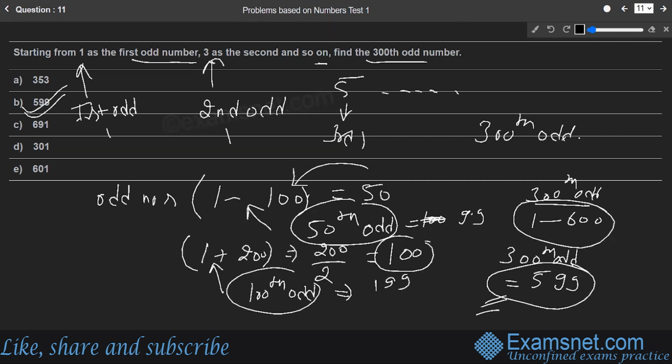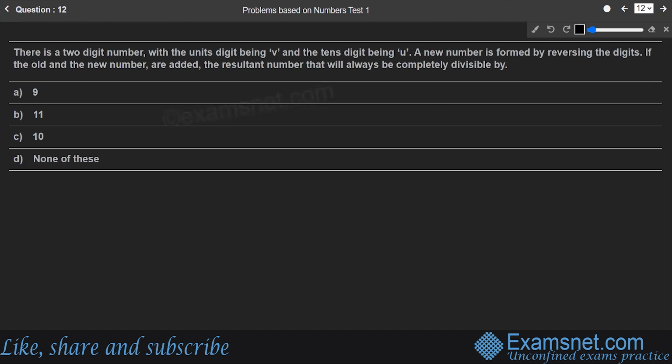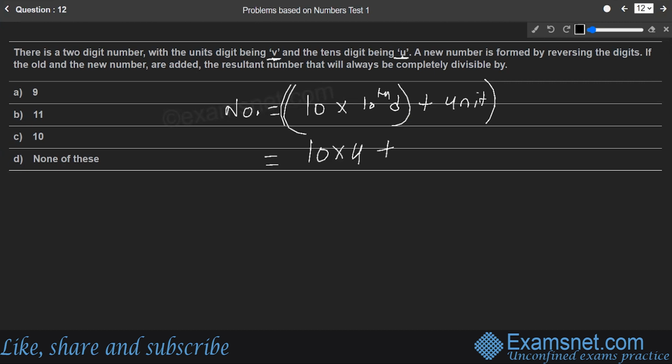Okay. Now, he says in the next question, there is a 2-digit number with a unit digit being V and the tens digit being U. So how do we calculate the number? The number is calculated by 10 times the tens digit added to the unit digit. Now, the tens digit is U, and the unit digit is V. So the number becomes 10 times U, plus 1 time V. So this is the number in front of us, that is 10U plus V.